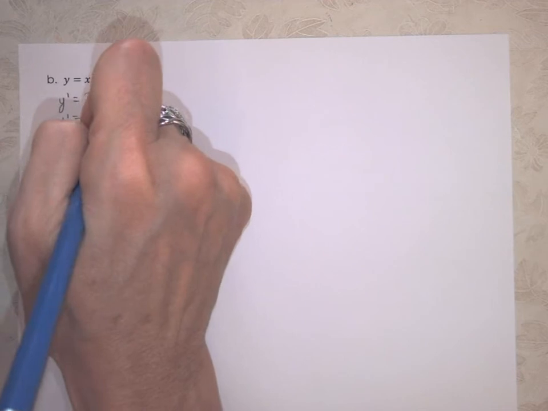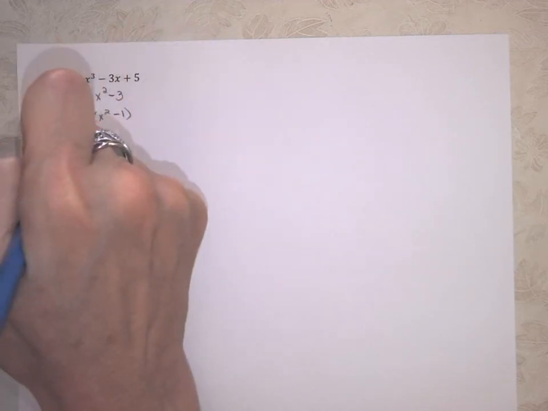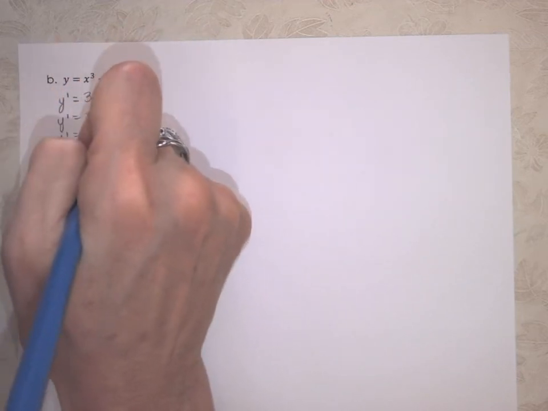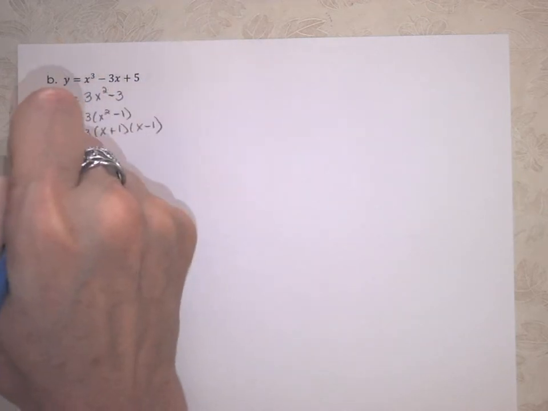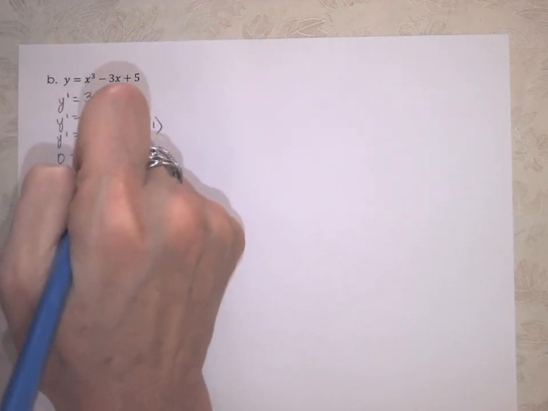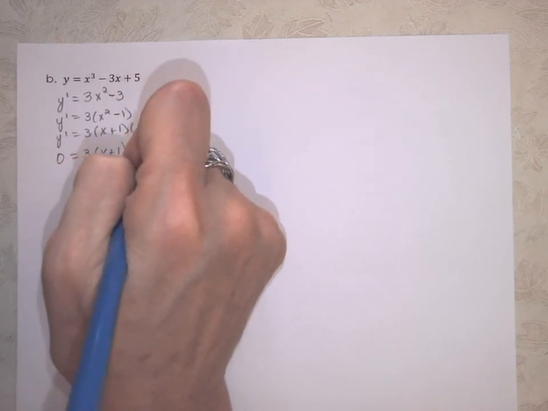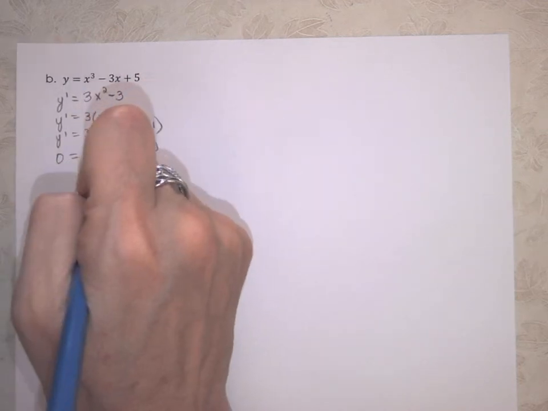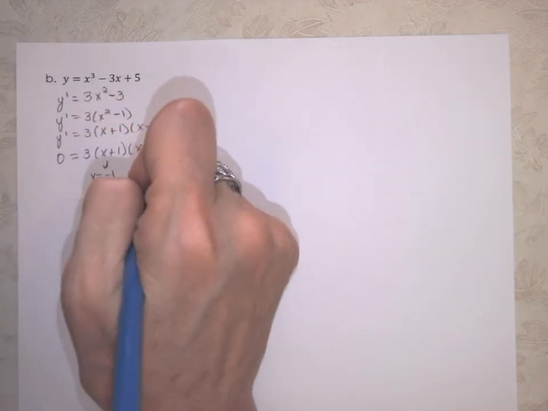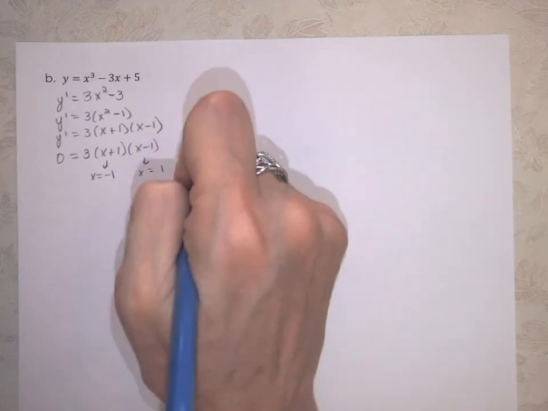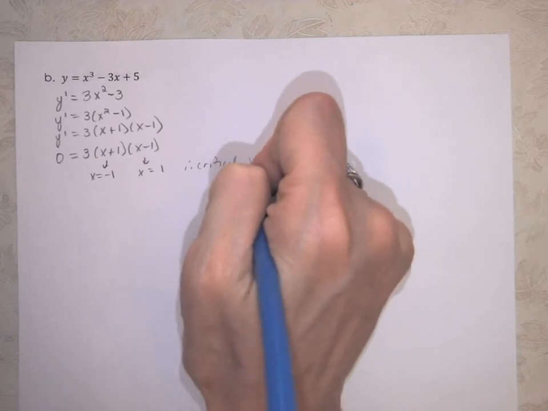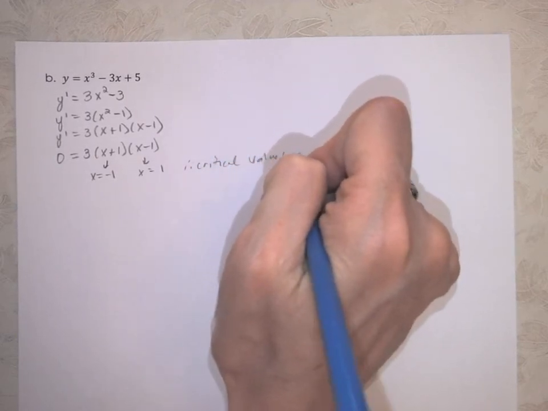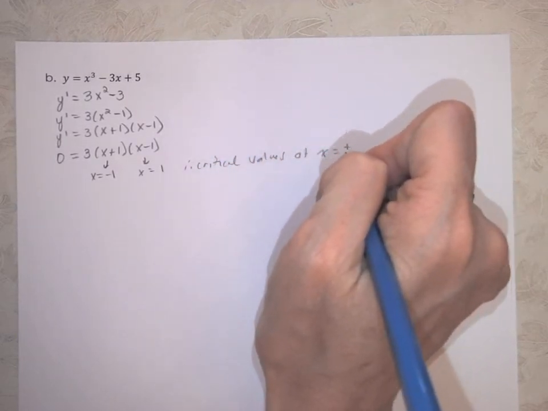Put it into simplified factored form. So we've got a difference of squares here, set equal to 0. Solve for x. So therefore critical values at x equals positive and negative 1.